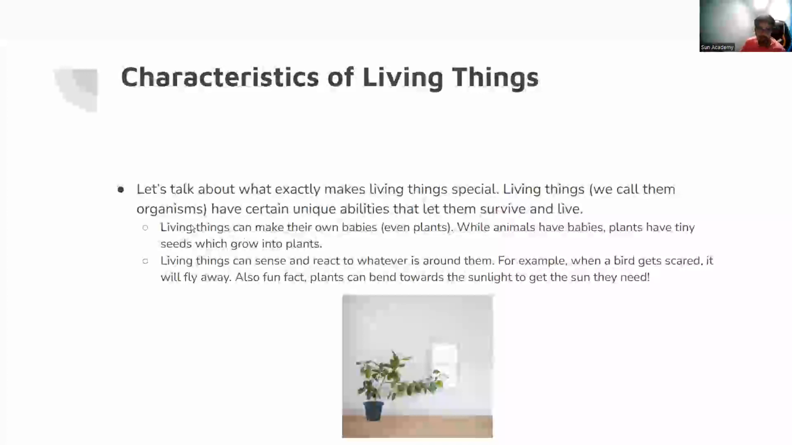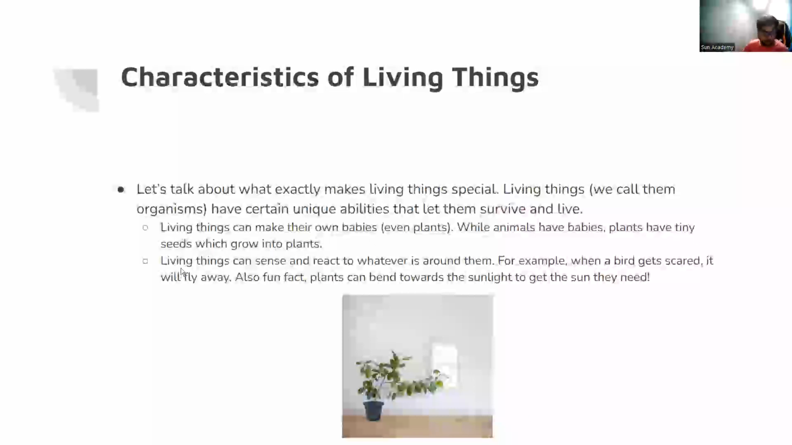And the next we have, right here, living things can make their own babies, even plants. So in the scientific world, we call this reproduction. Well, you guys don't really have to worry about that right now. And so animals, they have babies, and plants, they have tiny seeds.